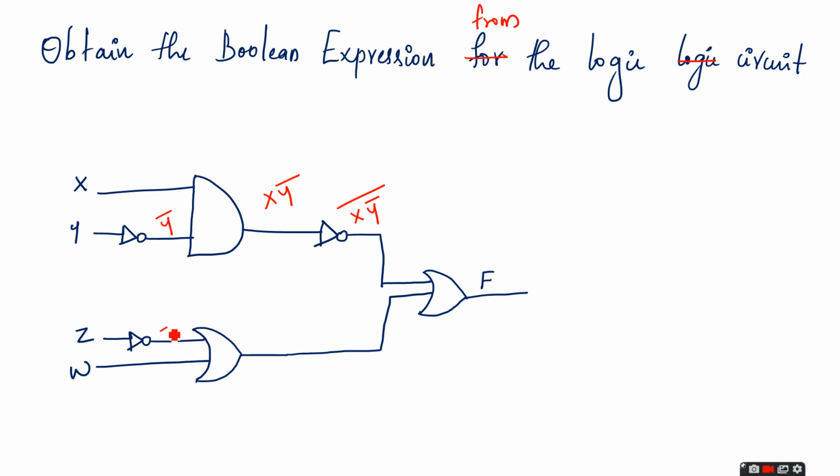Then here Z passing through NOT gate, Z complement, then W. It is passing through OR gate, we'll get Z complement plus W. Now it is passing through OR gate, we'll get the result as complement of XY complement, plus Z complement plus W. This is the result. So in this way, we can draw logic circuits and obtain Boolean expression from logic circuit.